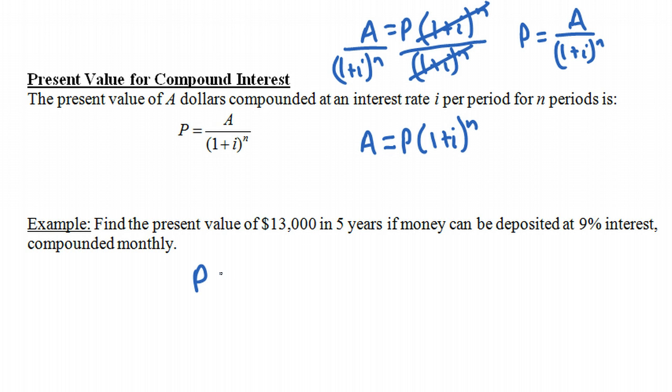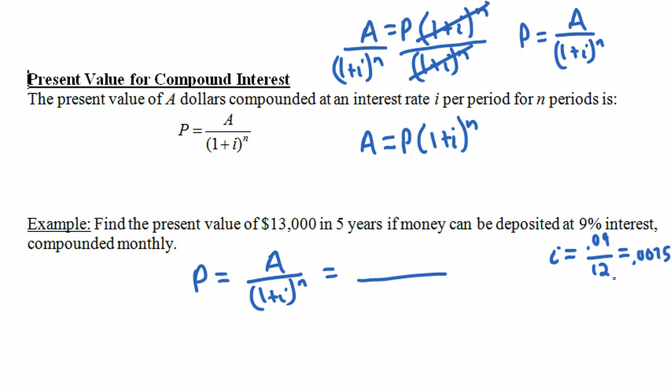In fact, if we start plugging things into our formula, we have P equals A over (1 plus I) to the N. The I is 0.09 divided by 12 because we're compounding monthly, 9% interest compounded monthly, and I believe this is 0.0075. The N, what is the N? Well, we're compounding monthly for 5 years, so 12 times a year for 5 years, that'd be 12 times 5, which is 60.